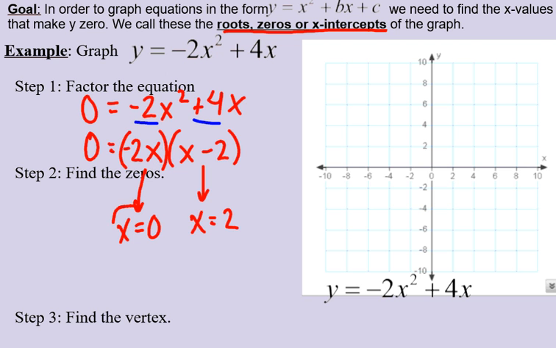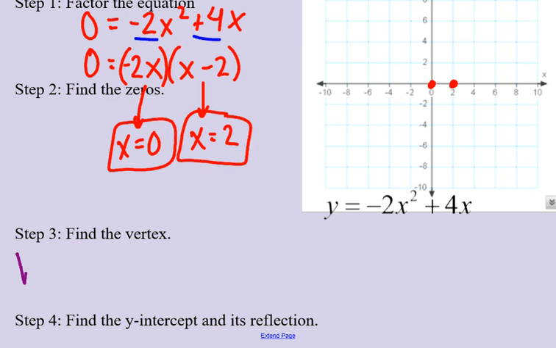So your two x-intercepts are at 0 and 2. Your vertex is always halfway between. This one you can just see it. It's obviously going to be 1, but if you want to write it out, 0 plus 2 divided by 2 is 1. So your vertex has an x-coordinate of 1.